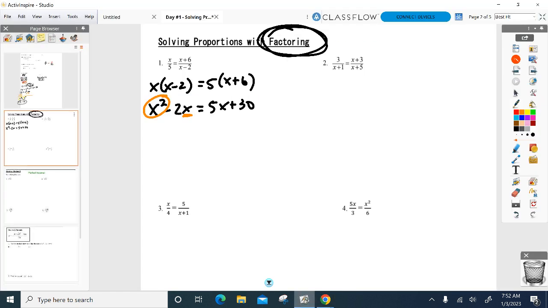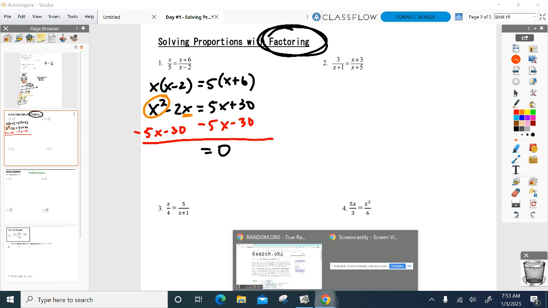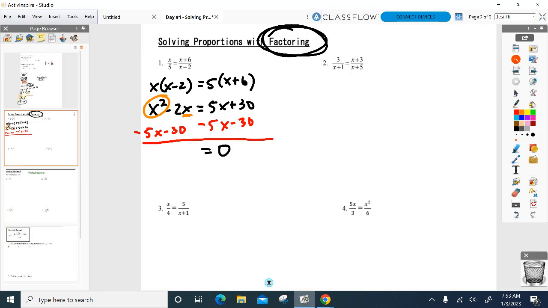How do I get the 5x over? How do I get the 30 over? Everybody subtract the right side over. Subtract 5x, subtract 30. Got to get it equal to 0 before you decide to factor. Minus 5x minus 30. All right, so you got the right side equal to 0. What do you have on the left side now? I got the x squared, and then what? Minus 7x. Minus 30. There you go. Great job.